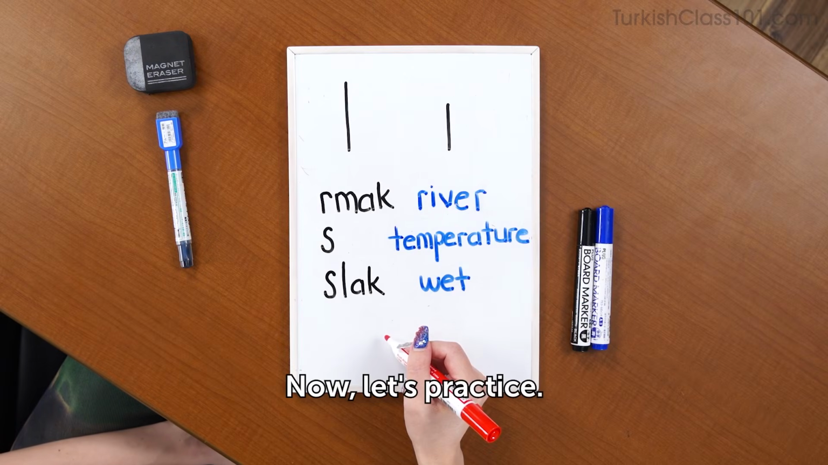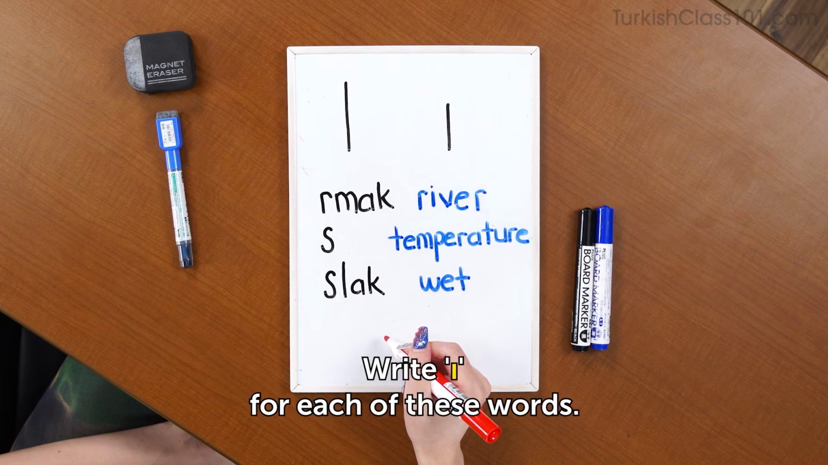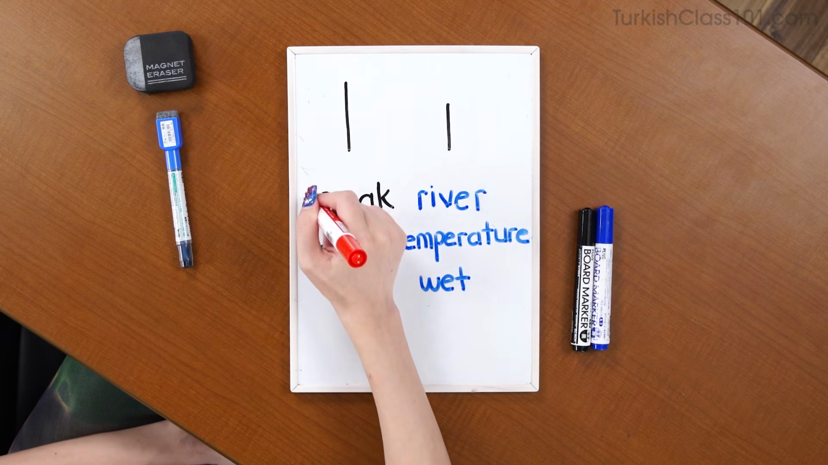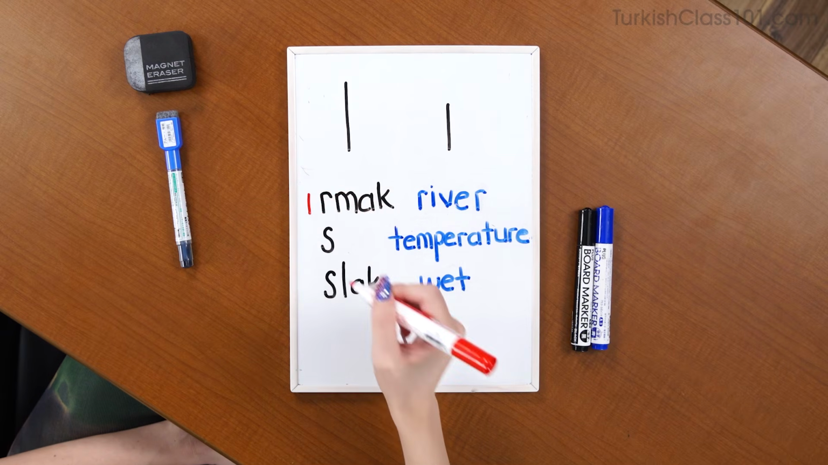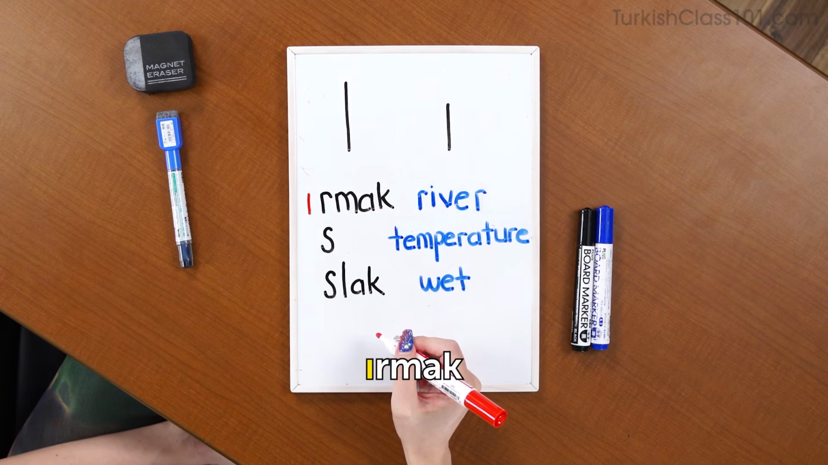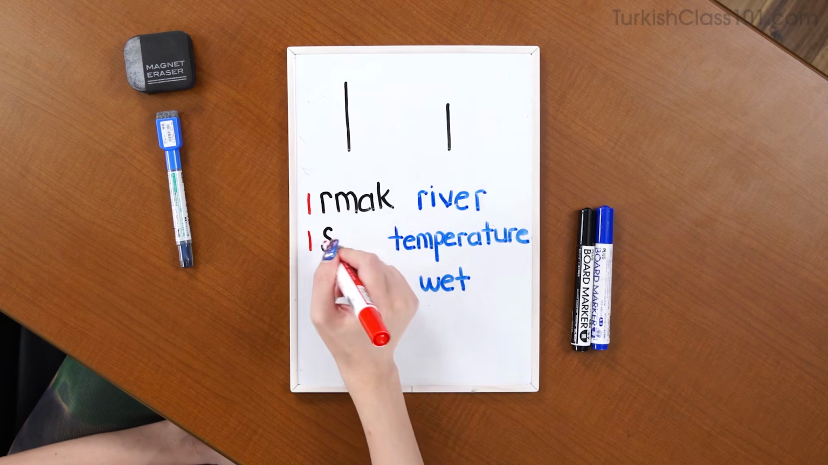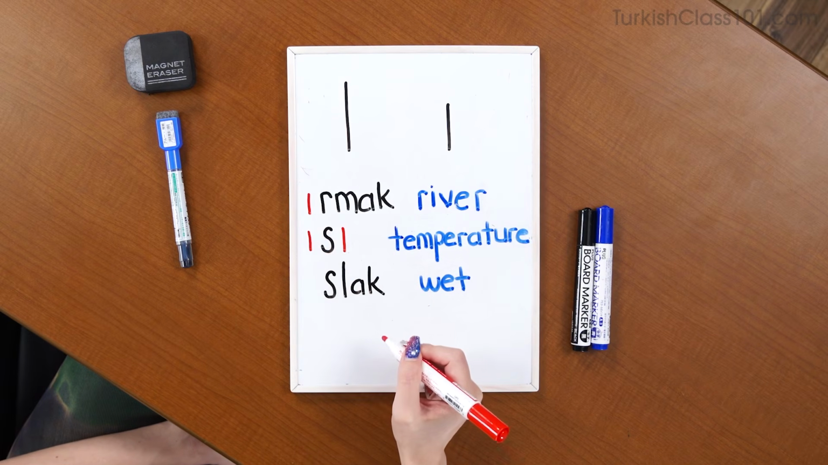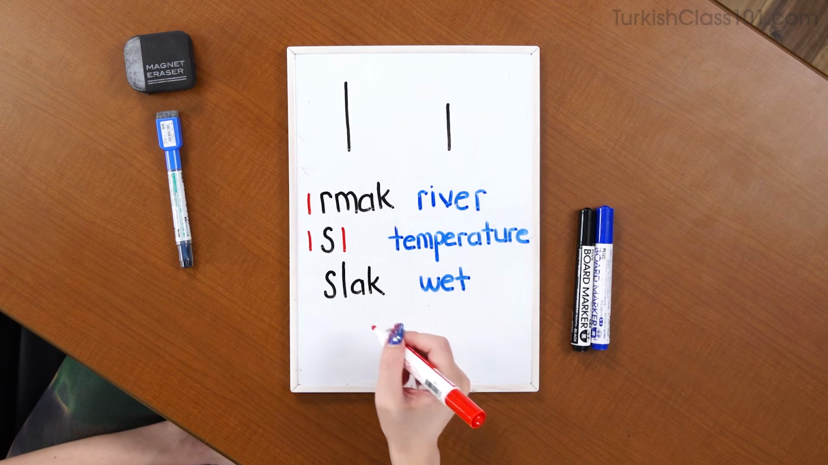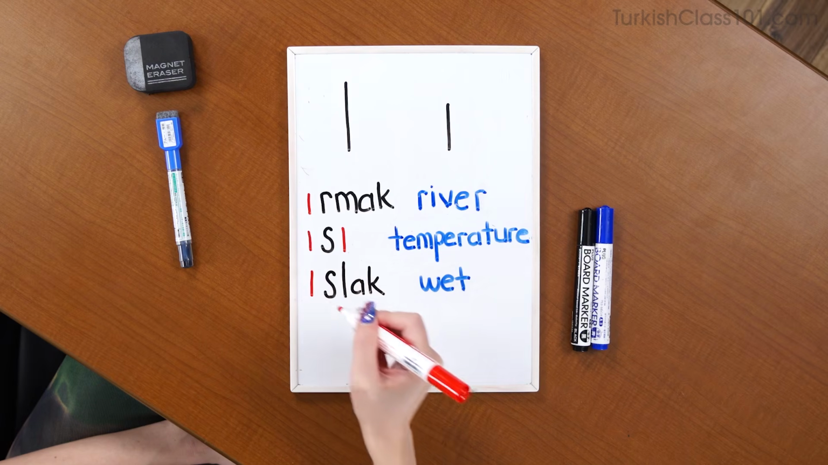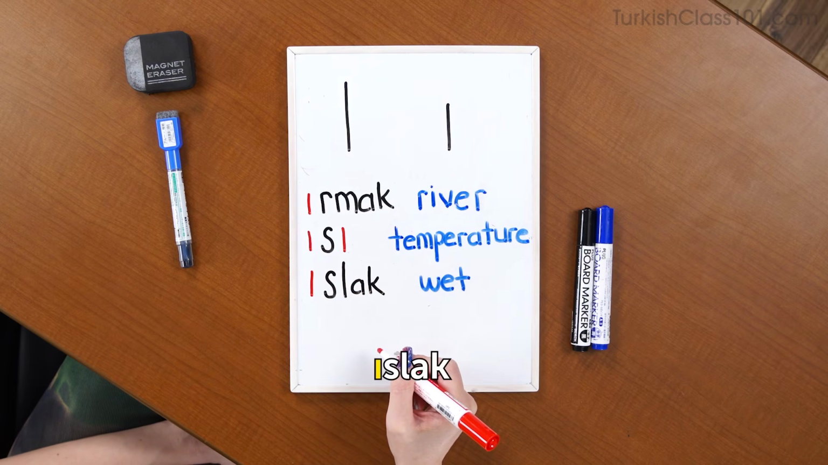Now let's practice. Write I for each of these words. Irmak. River. Isı. Temperature. Islak. Wet.